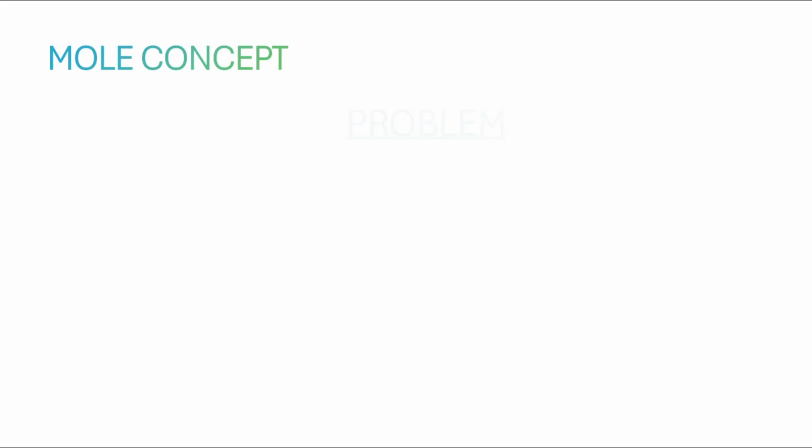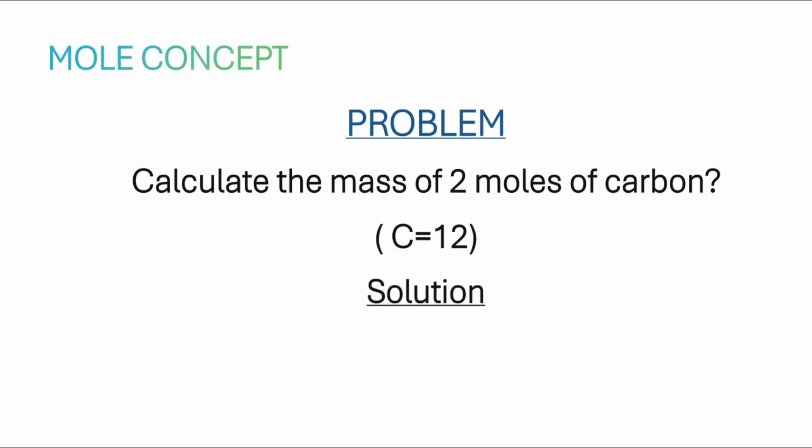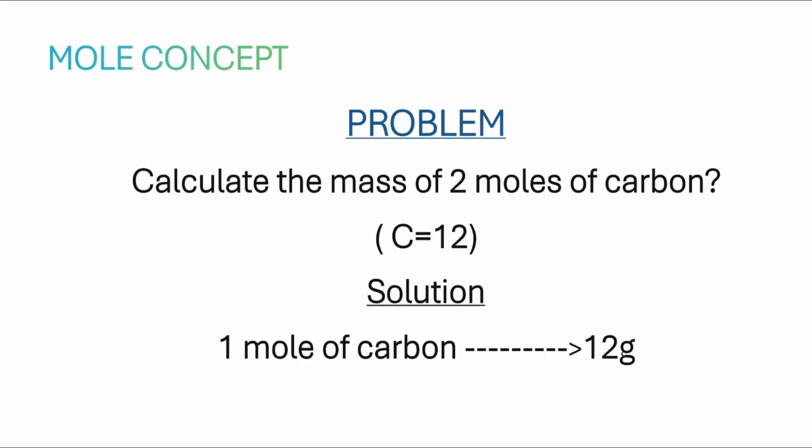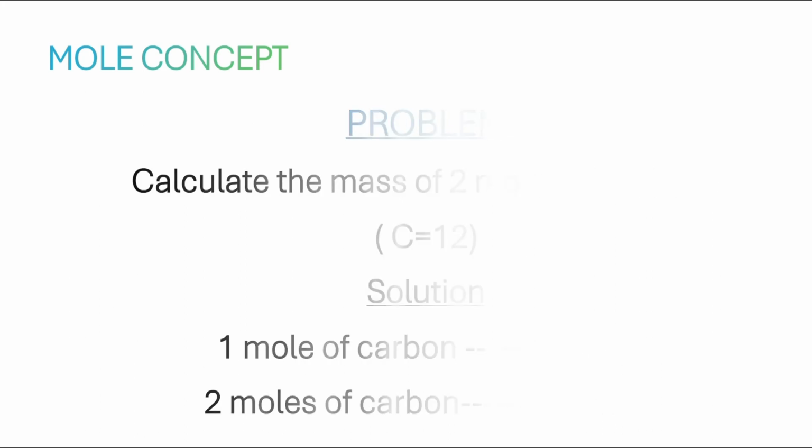Alright, let's solve a simple one here. We are asked to calculate the mass of 2 moles of carbon, and we are asked to take C, which is carbon, to be 12 grams. So normally, 1 mole of carbon weighs 12 grams. So what would 2 moles weigh? You can see that we have paraphrased that question. So when we do the maths, we'll have 24 grams, alright?